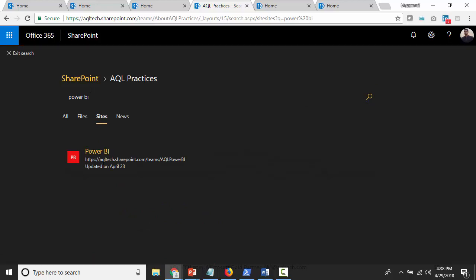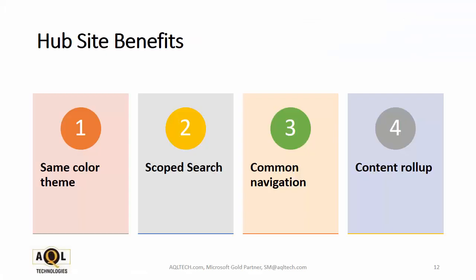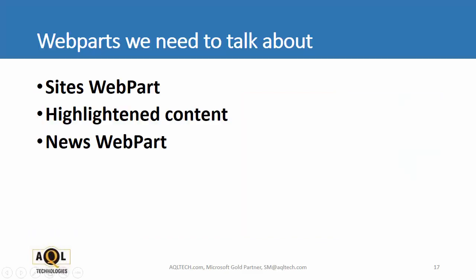So far, going back to what we have just seen, the big benefits are same color theme, scope search, and we have seen how the search is scoped to only the associated sites, and that's a very good thing, I think. Common navigation and content rollup. Again, on the content rollup side, we have seen that content is being rolled up for the news, for the highlighted contents Webpart, and for the sites Webpart, which are these 3 Webparts right here. Sites Webpart, highlighted content, and news Webpart. These get impacted as soon as you make a modern site or a site collection a hub site.